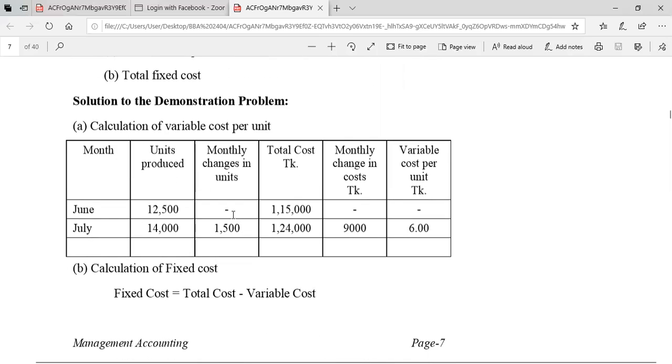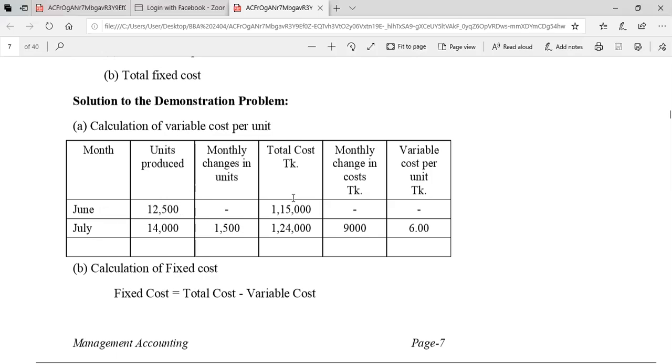If we want to calculate the variable cost and fixed cost, then obviously we follow a chart. Here the months are June, July, and August, 3 months. Units of production in June are 12,500, and in July 14,000. Monthly changes in the units are not given in our question. We calculate the changes in units here: in July we produced 14,000 units and in June 12,500, so the difference is the monthly change in units.